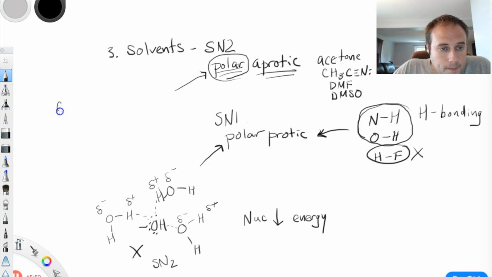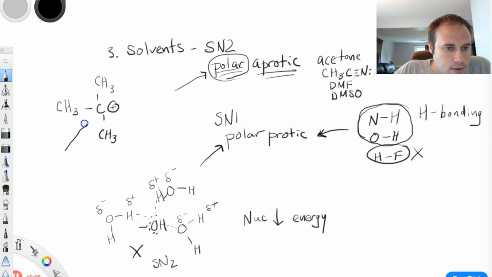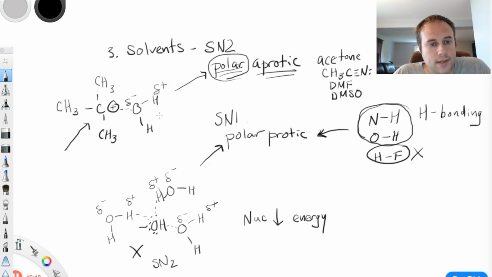So think about it. If I have a leaving group in a tertiary position, the leaving group leaves, I now have a carbocation. And the hydrogen bonding is going to do the same thing here that it did with the nucleophile in an SN2 situation. So now I'm going to have some hydrogen bonding in the proximity of the carbocation, and this is going to help lower the energy of the carbocation and stabilize its formation.